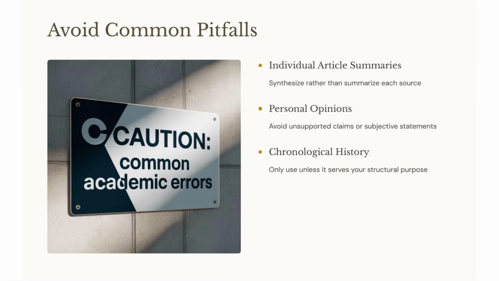When writing literature reviews, synthesize information from multiple sources instead of summarizing each individually. Avoid inserting personal opinions or unsupported claims. Use chronological history only if it enhances your argument structure. This approach ensures clarity and objectivity, aligning with scientific writing standards.